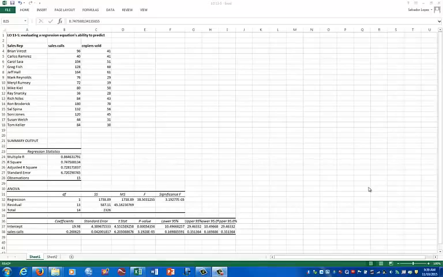In section 5 of chapter 13, we look at evaluating a regression equation's ability to predict. Concentration is made on two statistics, the R-squared, which is shown here in the regression output. And this is the same example that was used in previous sections relating sales goals to copiers sold.